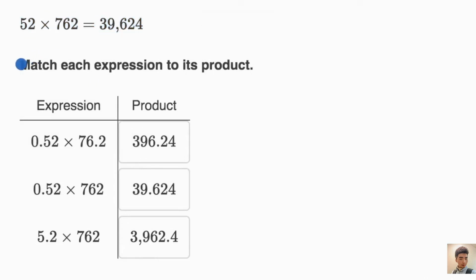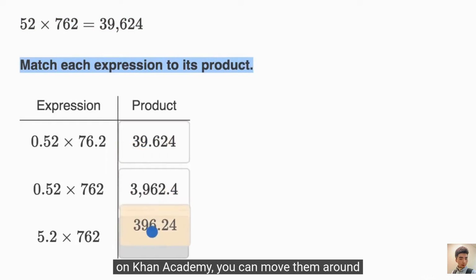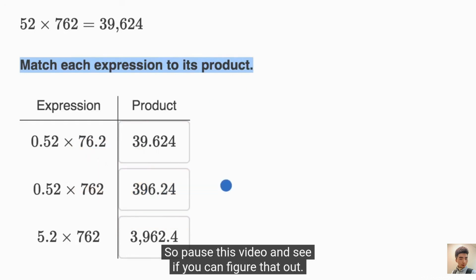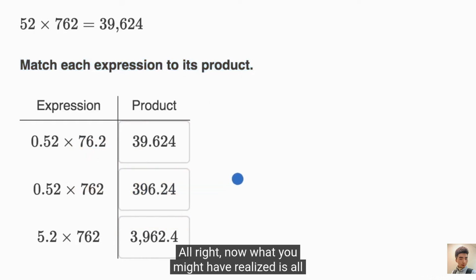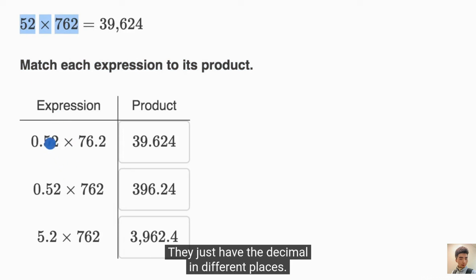39,624. Then we're told to match expression to its product. And these products, on Khan Academy, you can move them around so the product can be matched to the appropriate expression. Pause this video and see if you can figure that out. All right. Now, what you might have realized is all of these expressions deal with the same digits as 52 times 702. They just have the decimal in different places.